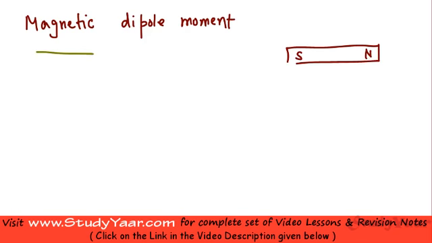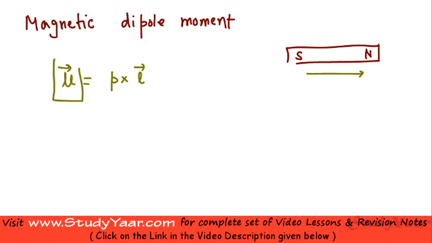Then the magnetic dipole moment due to this magnet, given by mu, is simply the product of the pole strength into the vector joining south to north, into L. L is a vector from the south pole towards the north pole. So the magnetic moment also has a direction from south towards north.